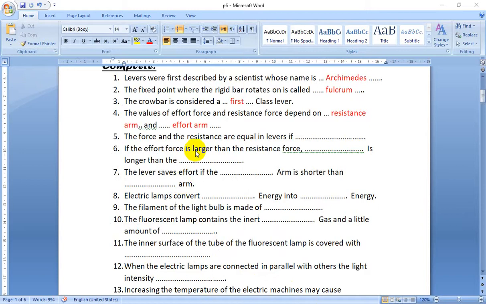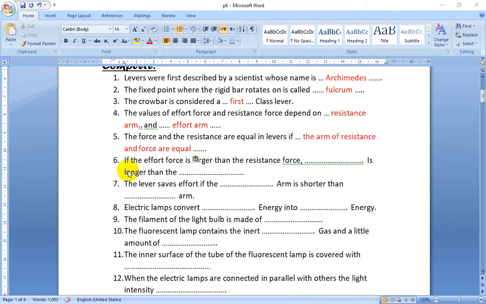Number 5, the force and the resistance are equal in levers if the effort arm is equal to the resistance arm, according to the law of levers. So the force and resistance are equal in levers if the effort arm and resistance arm are equal.